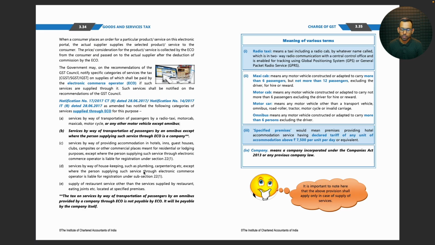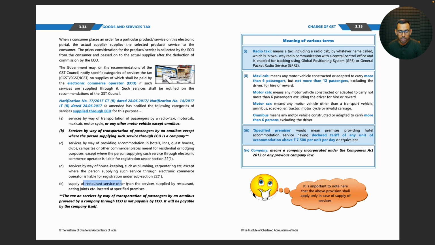So that itself is a company. So they are the e-commerce website as well as the service provider. But there could be some other company that is the actual company which does the repair and sends the manpower, but they will be registered under Urban Company. So in such a case, I think the person who is actually providing the service will be liable for paying GST. Supply of restaurant service other than the services supplied by restaurants, eating joints, etc. located at specified premises.